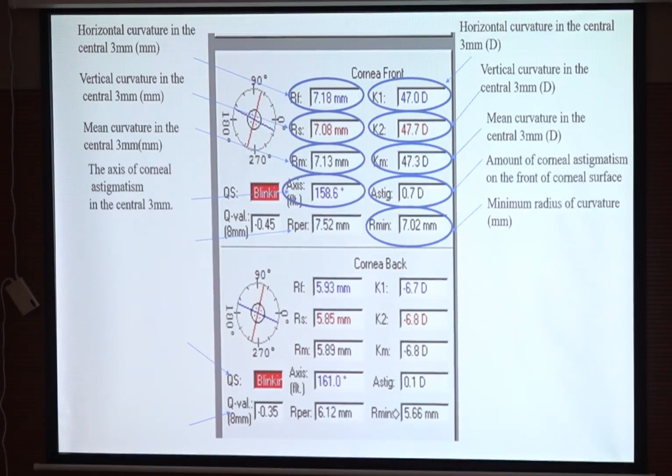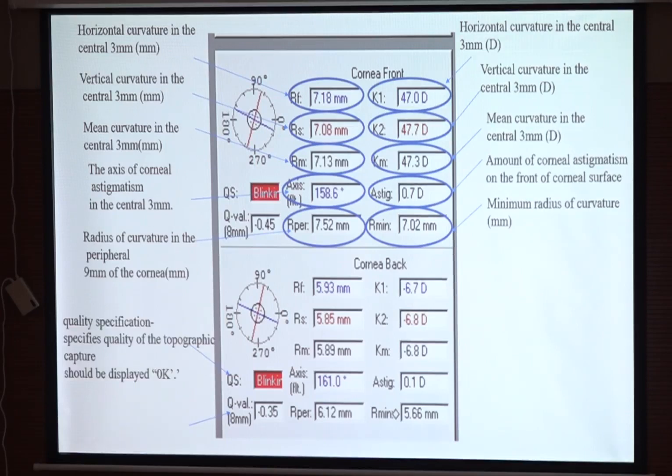Then again you have the axis also depicted, that is the axis of the corneal astigmatism in the central 3 millimeter zone. And then you have the radius of curvature also in the peripheral area. Another important factor that you have to see in this map is the QS value, that is basically your quality specification value. Normally it should depict as OK. In this example you can see it is coming as blinking, that means you need to repeat this scan.